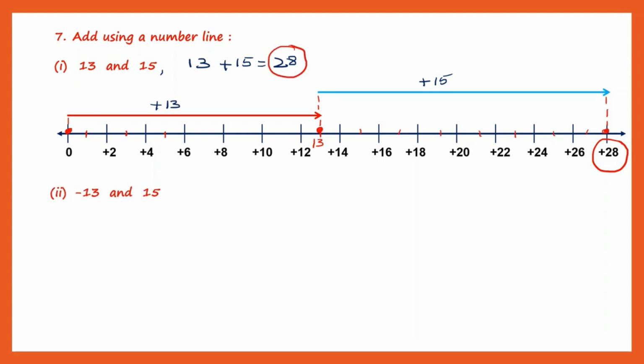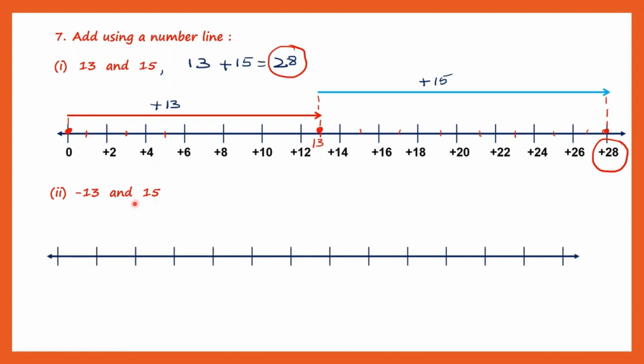Now we have to add minus 13 and 15. So let's draw the number line. Let's write the numbers. Now first look out for minus 13. Where will minus 13 be? Minus 13 will be on the left side.